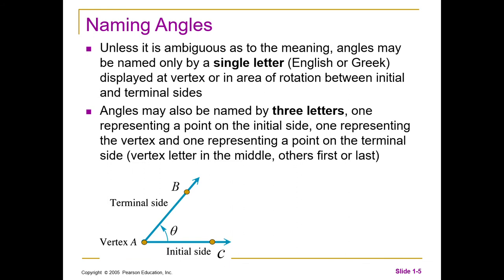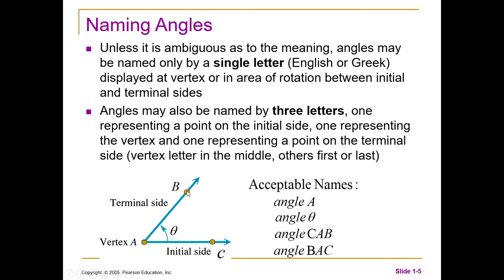So for example, this is our vertex, with points A, B, C. This is our initial side, this is the terminal side, this is our angle, and this is the vertex A. So it can be called angle A, because A is the one in the middle. Angle theta, this one. Or angle CAB, or BAC. That is the angle. Just make sure the vertex is in the middle.